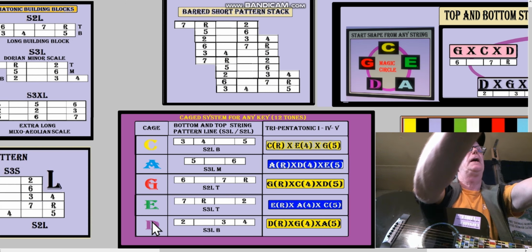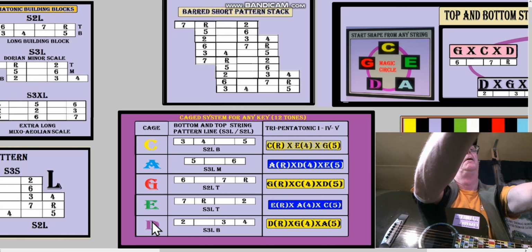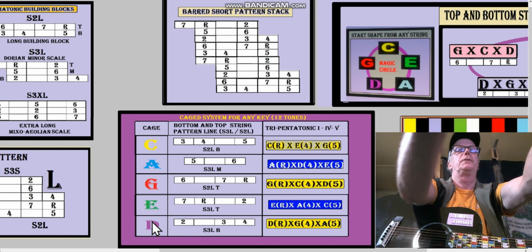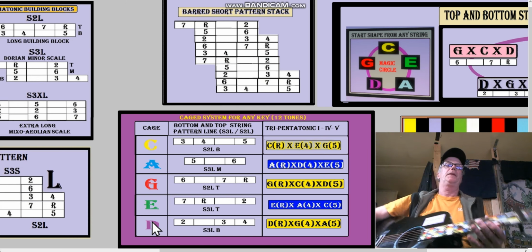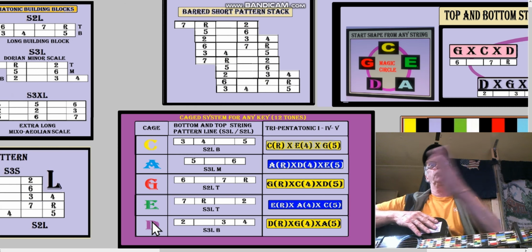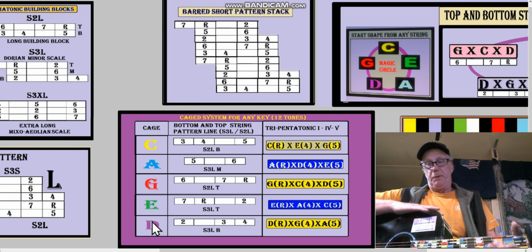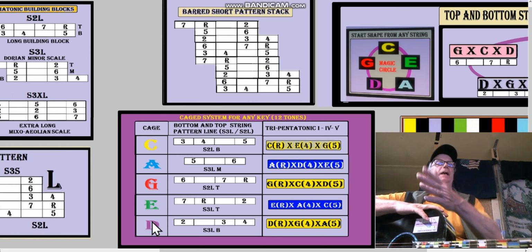Where's my D flat? Glasses are in the way. Anyway, that was F sharp to B. That's the circle of fourths. We keep adding a flat.